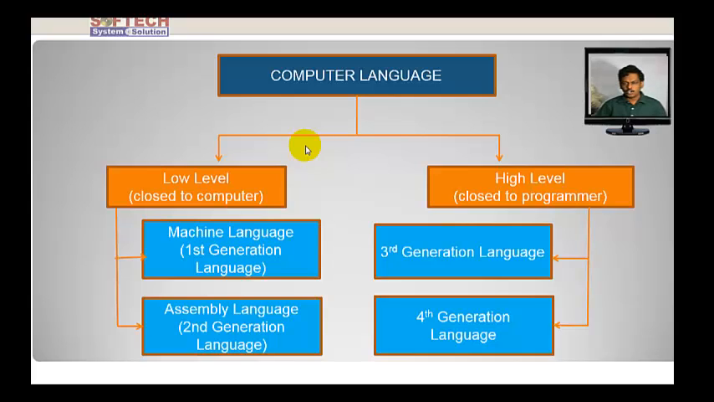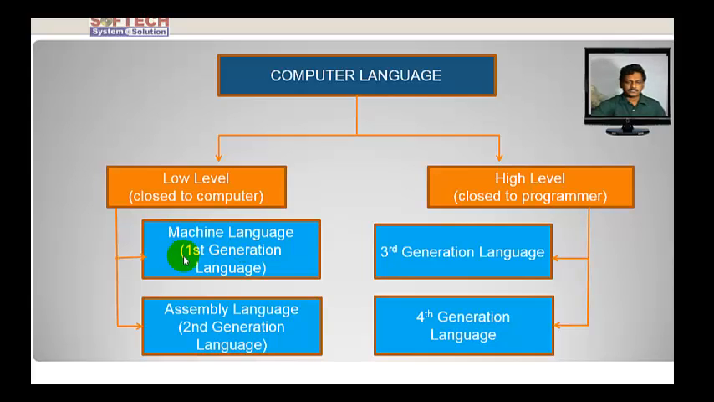Low level languages are closer to the computer, but high level languages are closer to the programmer, that is the user, the human. High level languages are easy for humans. Low level languages are easily understood by the computer. Low level language is also of two types. One is machine language.